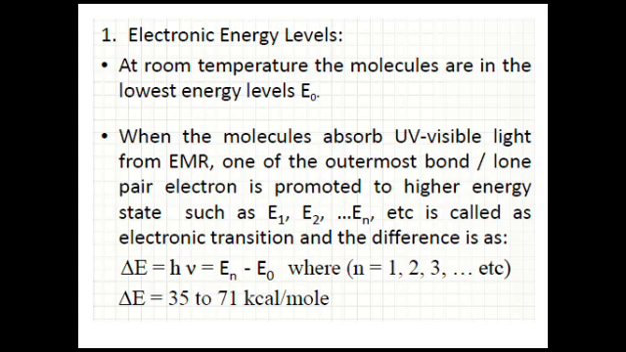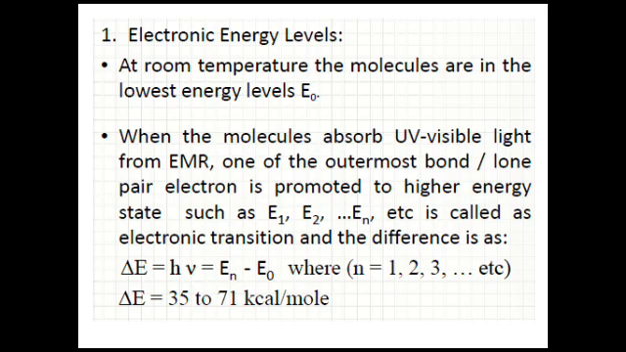Electronic energy level. Every molecule at room temperature is at its lowest energy level. Every molecule undergoes three forms of energy: electronic energy, vibrational energy, and rotational energy. So for electronic energy, every molecule at room temperature is at its lowest energy level, that is E0, the ground state energy level.